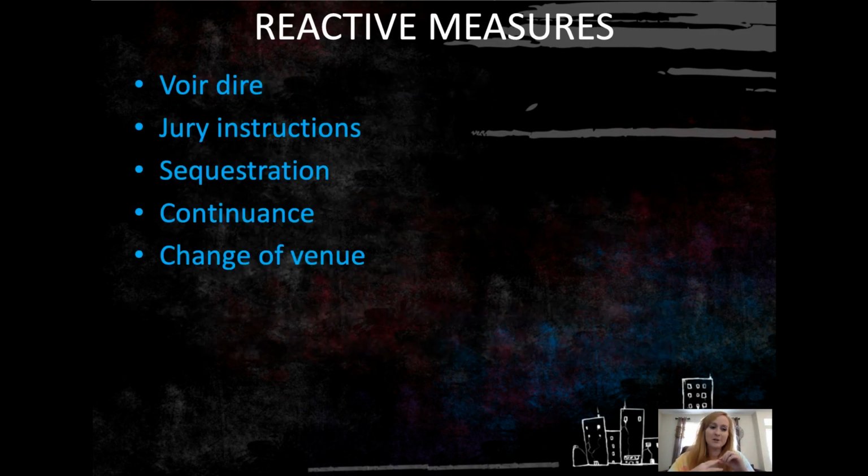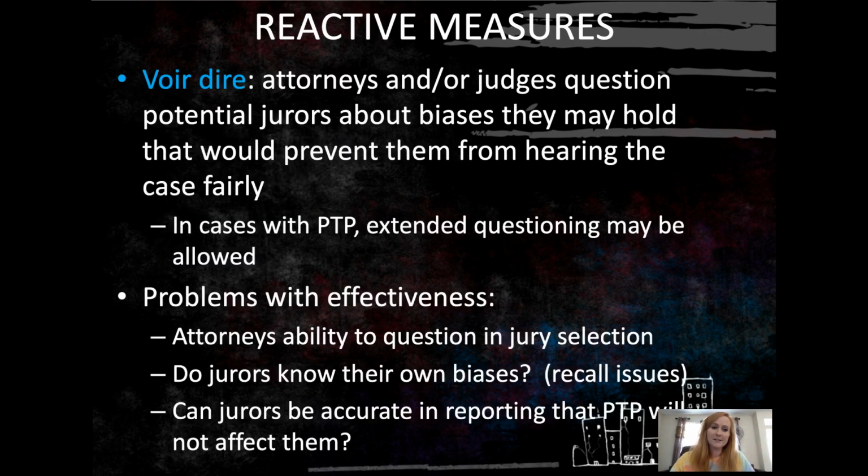Okay, reactive measures are 5 different things we can do. Voir dire, which again is jury selection. Jury instructions by the judge. Sequestration, which is essentially isolation. Continuance, and change of venue. So we're going to talk about each of these so you know how they work. So the first one is voir dire.